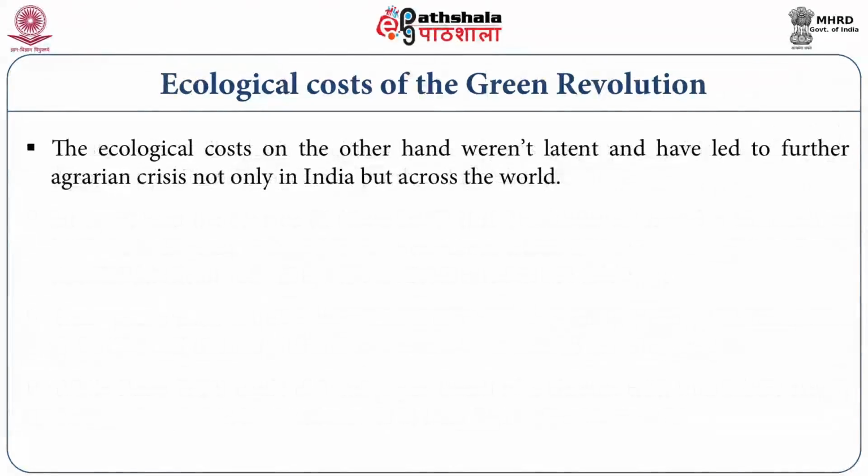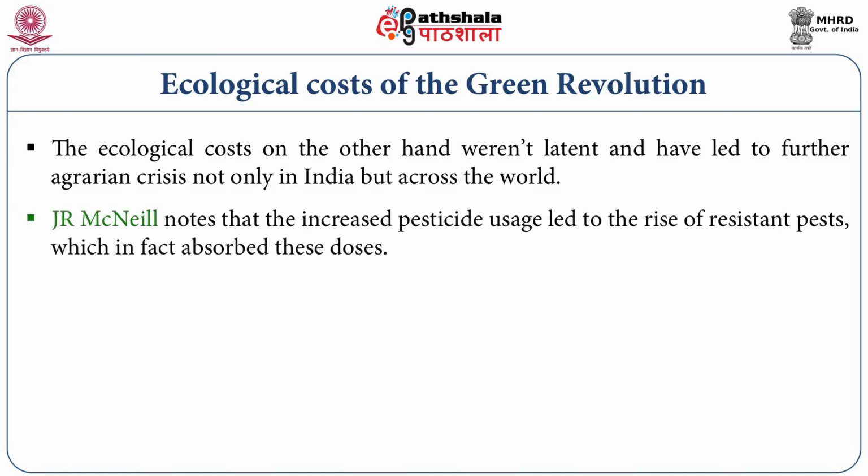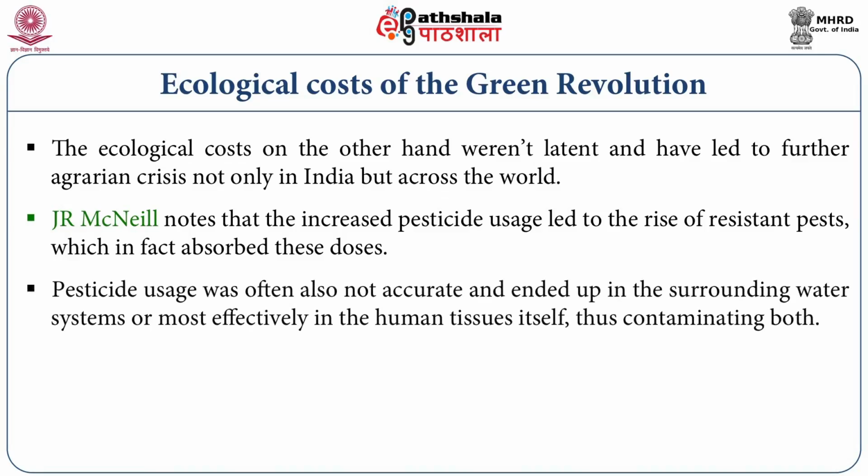The ecological costs, on the other hand, were not latent and have led to further agrarian crisis not only in India but across the world. J.R. McNeill notes that the increased pesticide usage led to the rise of resistant pests, which in fact absorbed these doses. Pesticide usage was often also not accurate and ended up in the surrounding water systems or, most effectively, in the human tissue itself, thus contaminating both.